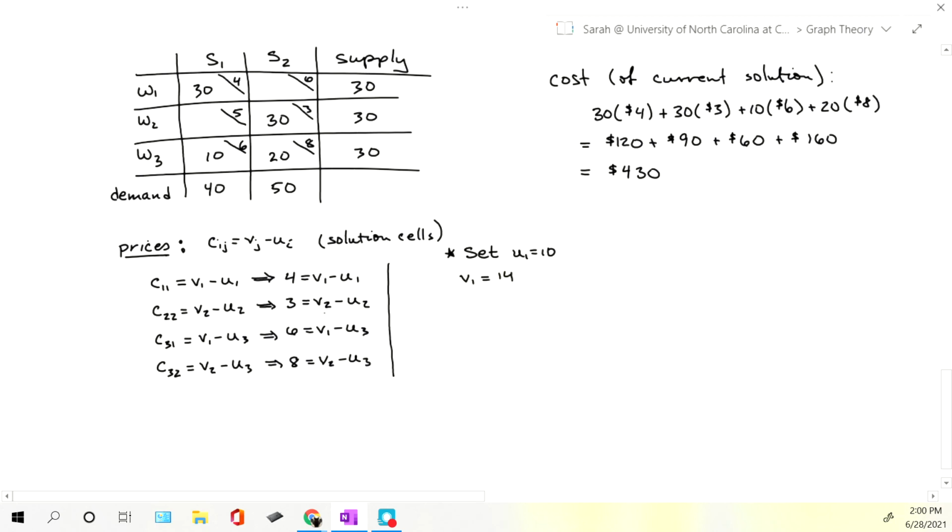Now at this point, we don't know either U2 or V2, so I'm going to skip that one. But down here in the next equation, I do know what V1 is. It's 14. So 6 equals 14 minus something. I'm going to do this guy next, which tells us that U3 equals 8. Now let's double check that I did that math right. 14 minus 8. Yep, that does give us 6, so we're good there. So we've dealt with those two so far.